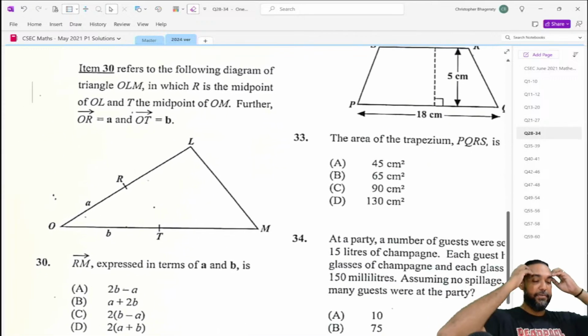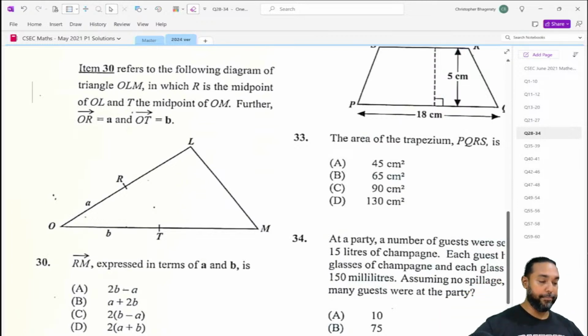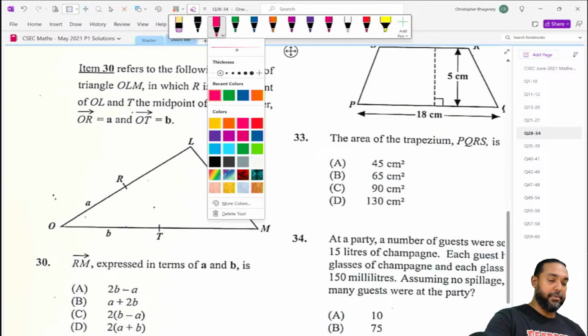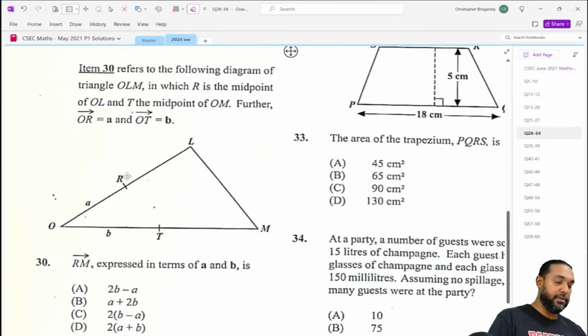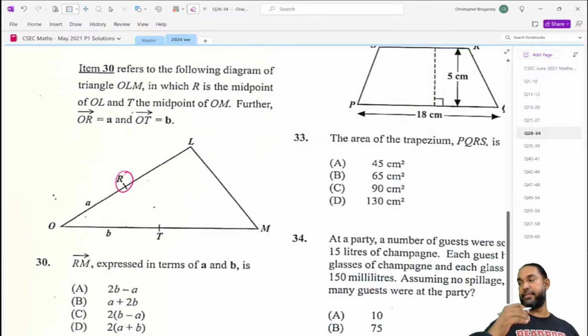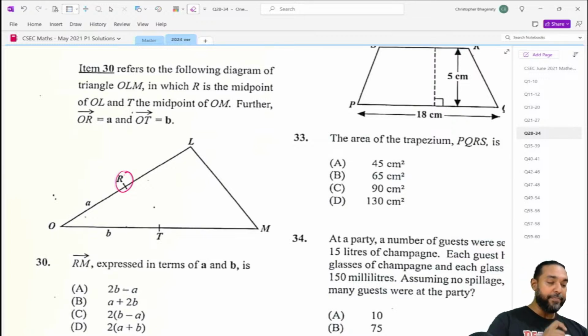Item 30 refers to the following diagram of triangle OLM, in which R is the midpoint of OL. Hold on. Let me notate the things. R is the midpoint of OL. What does a midpoint do to our line segment? It cuts it in half, so we have 2 halves. Let me explicate the thing. In which R is the midpoint of OL and T is the midpoint of OM.